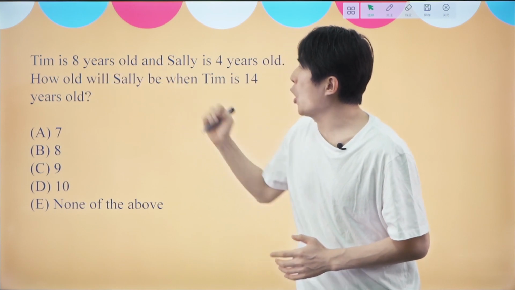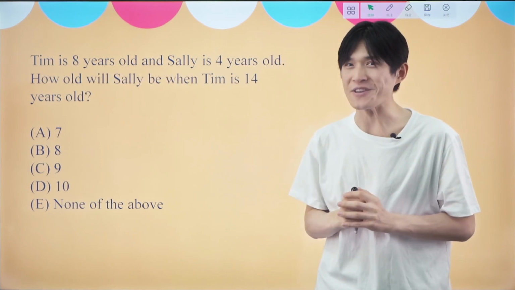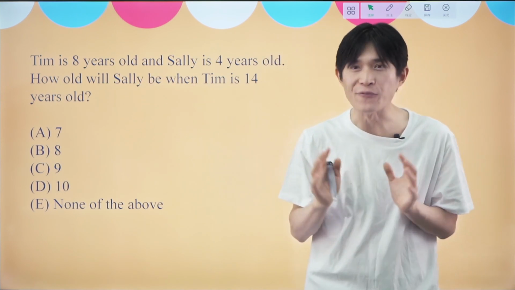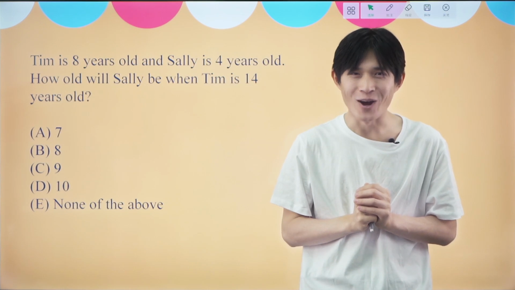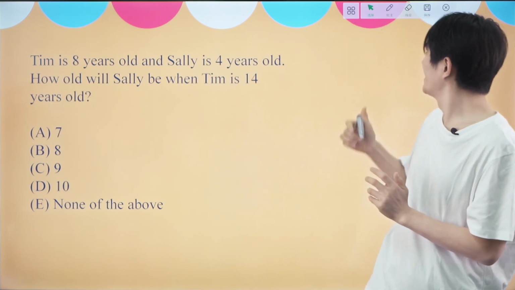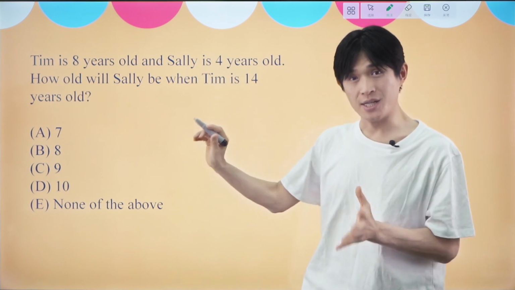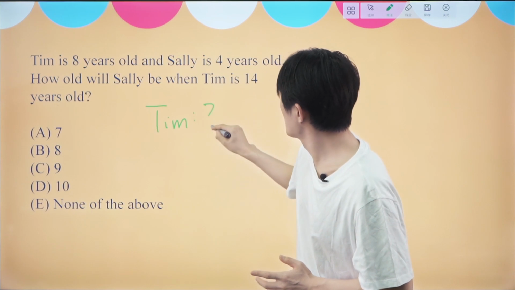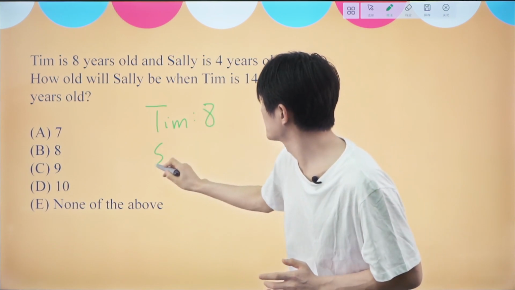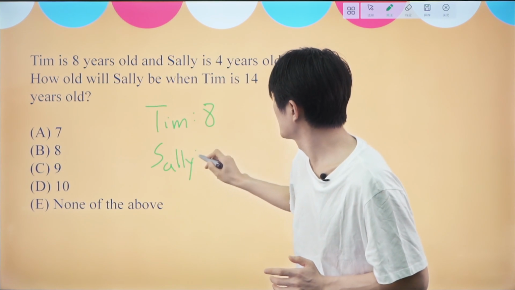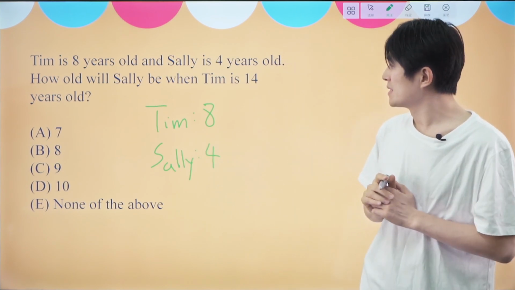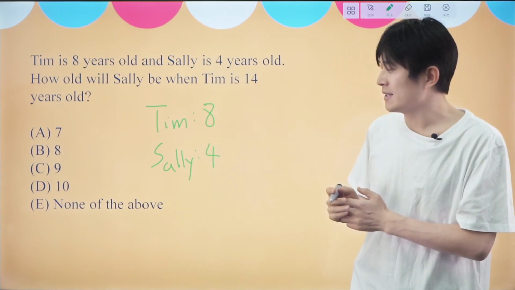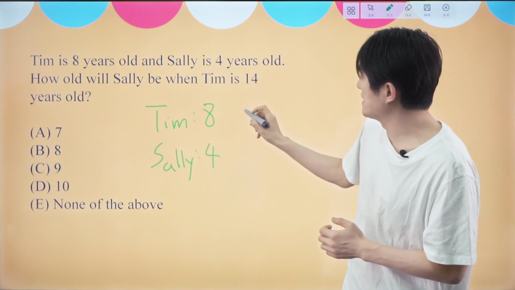Tim is 8 years old and Sally is 4 years old. How old will Sally be when Tim is 14 years old? Okay, how do we solve it? We can write it here. Tim is 8. Sally is 4. So you need to find how old is Sally when Tim is 14.